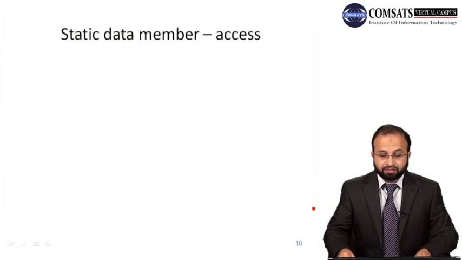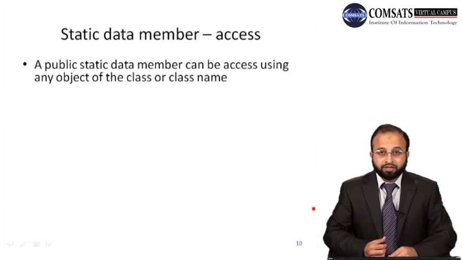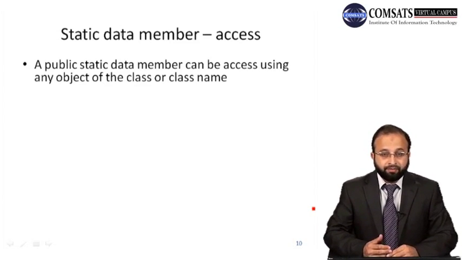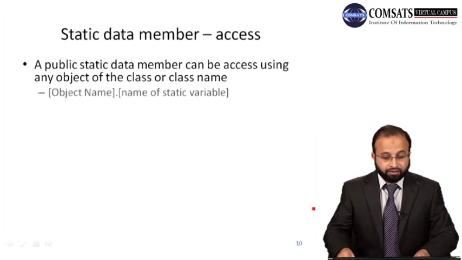Static data member access. How can you access a static data member? So a public static data member can be accessed using any object of the class or the class name. So if the static data member is public, you can use the object name, or you can use the class name to acquire the value of that static data member. For example, object name dot name of the static data member, that is e1 dot count. E1 is the name of the object and count is the static data member.